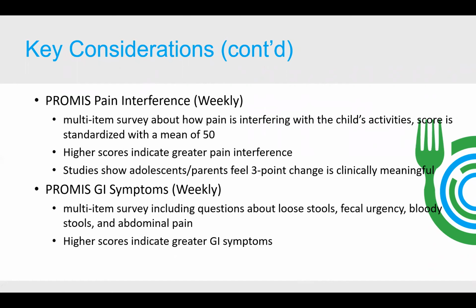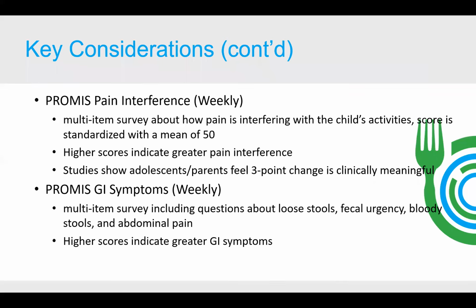One of the weekly measures that patients are tracking is the PROMIS Pain Interference Measure. And this is a multi-item survey about how pain is interfering with the child's activity. Again, the score is standardized with a mean of 50, and higher scores indicate greater pain interference. Studies have shown that adolescents and parents feel that a 3-point change is clinically meaningful. So throughout the results, you'll see that we refer to a change of 3 points on any PROMIS scale as clinically meaningful.